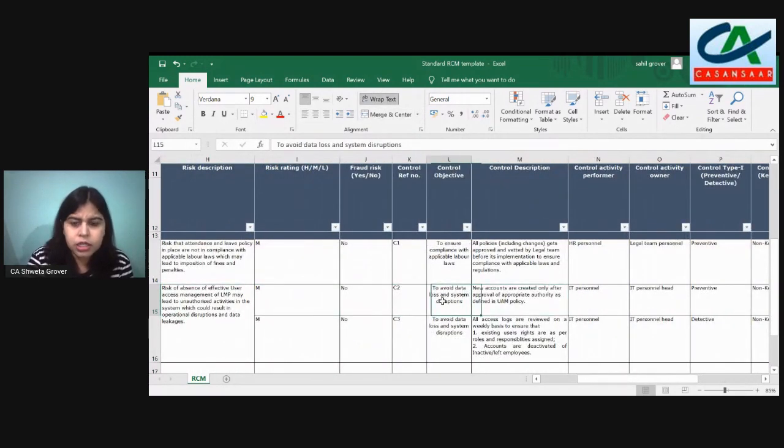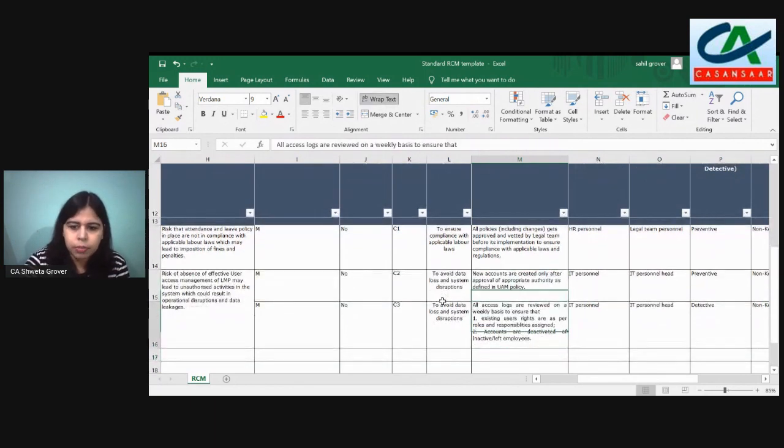Now for this particular, this is not the full control. This is only for the new accounts. What about the regular review of accounts, the resignees who have left the company? What about their accounts, whether that has been deactivated or not? So for that, there is a second control in place. Why I have mentioned these two controls in a separate column, because the second control is not a preventive control, that is a detective control. So let me go through that.